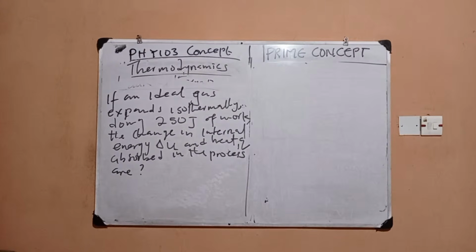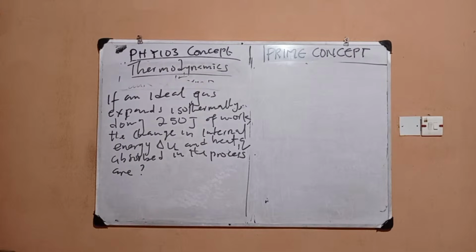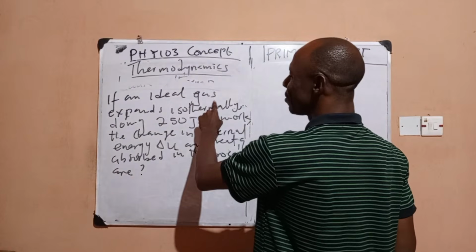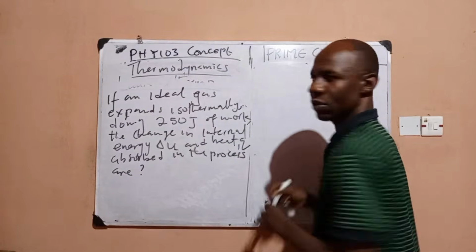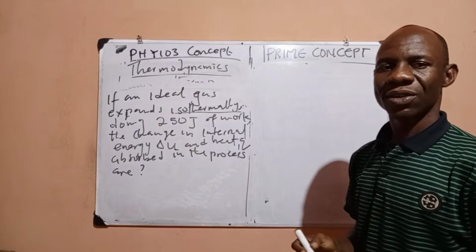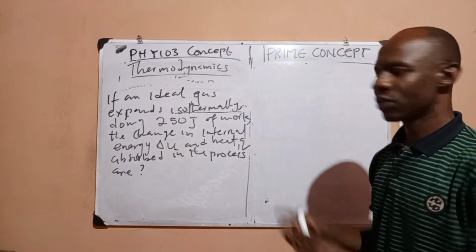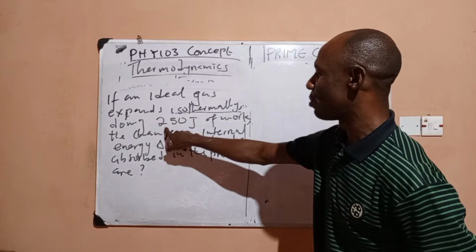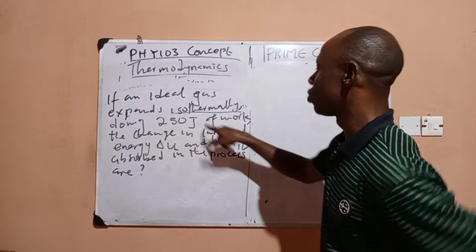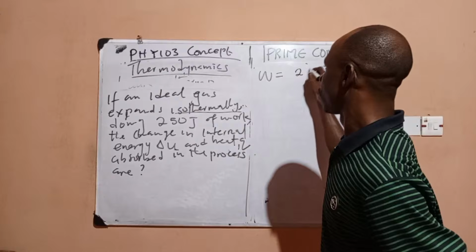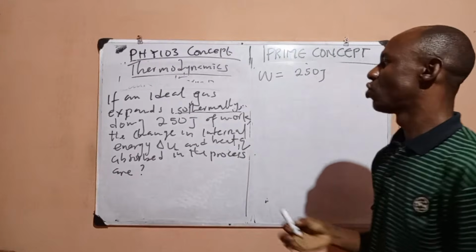Can you solve it? All right, let me solve so that we can call it a day. Now, the question says, if an ideal gas expands, what is the condition? Isothermally. What are the conditions we know for isothermal process? Expands isothermally, doing 250 joule of work. So it means that the work done is 250 joule.